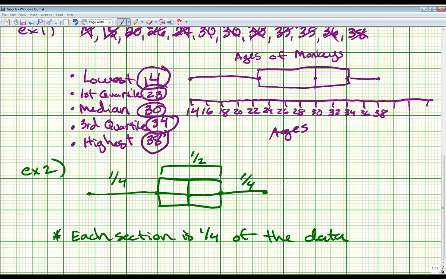And then which store's prices are more spread out? So this one goes from $4.50 to $1.50. This one goes from $2.50 to $6.50. And notice how the box here is a little bit bigger than the box here. So I would say store B is a little bit more spread out.